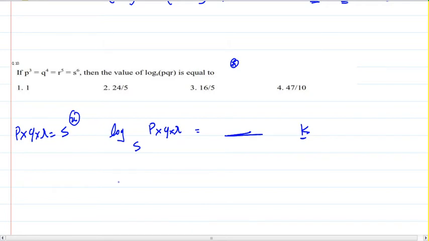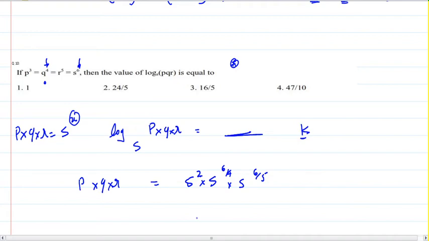Again, you have to observe or think what is the next step. See, I have got P cube is equal to S to the power 6. So can I say P would be S to the power 2? I have got Q to the power 4 as S to the power 6. I can transfer the power. I will have Q is equal to S to the power 6 by 4. These are going to multiply, so powers are going to be added. R I can write as S to the power 6 by 5.